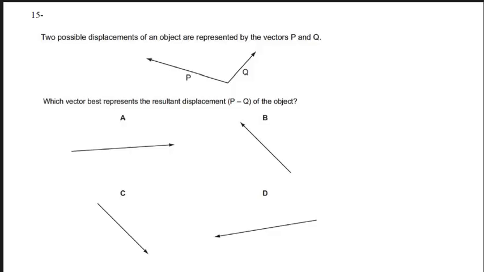Finally, this is the last question for today's class. As you can see, this question is about vectors. What we need to do with these vectors is simply add these two vectors. So it means we need to add vectors p and minus q. In this case, vector p is given and vector q is given.